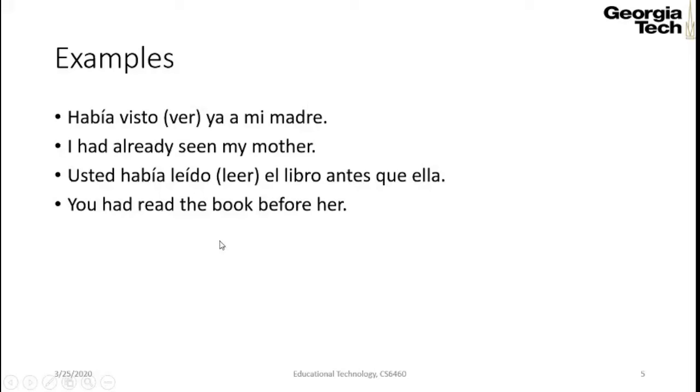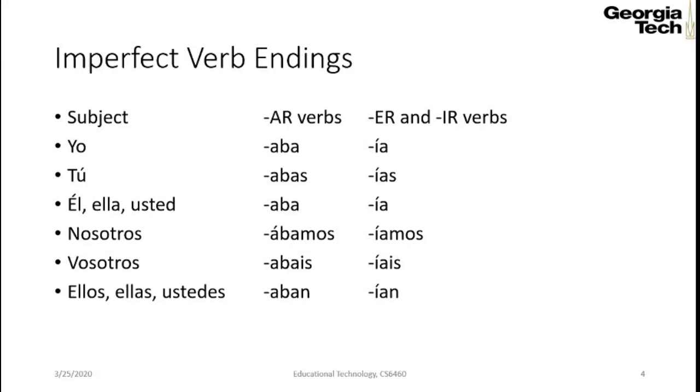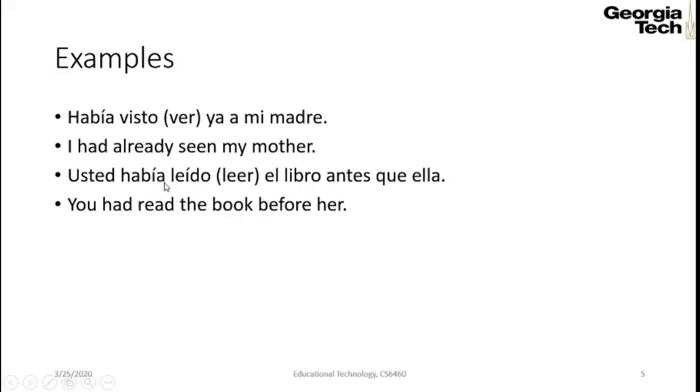Now let's see another example. If you want to say you had read the book before her, it would be Usted había leído el libro antes que ella. Now you had is usted había. For usted it's the ia ending. So you had is usted había. Read is leído. The book is el libro and before her is antes que ella. So that is how you are going to make this tense.